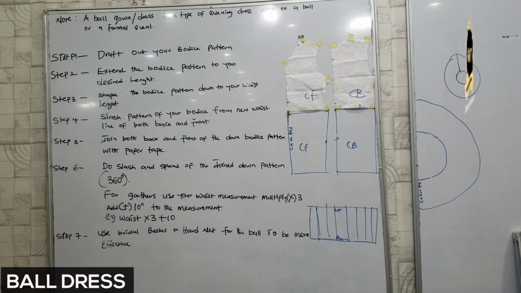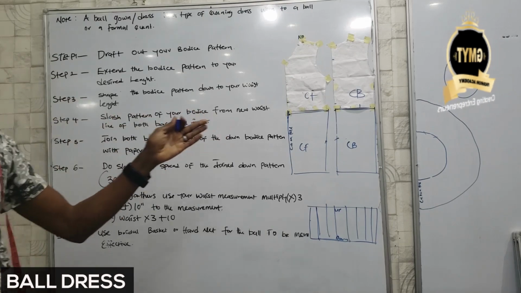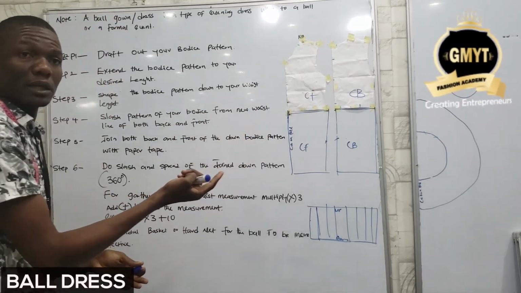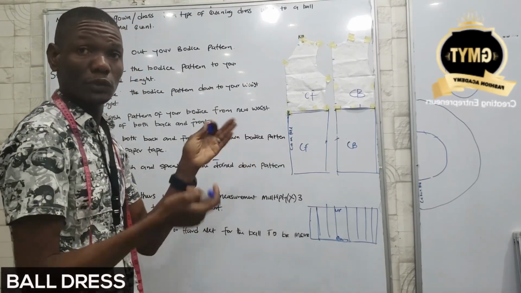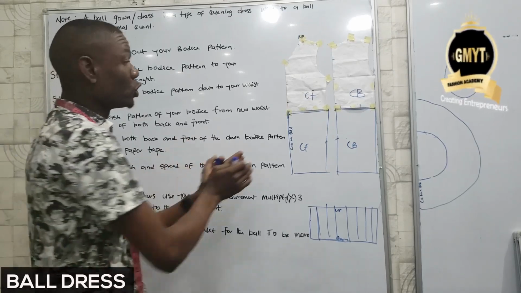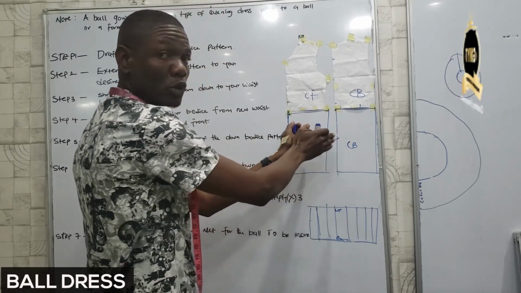Now the next step, the third, says if you are making gathers for the down part, do the measurement of your waist times 3 plus 10. If you are not using flare for the down part, you are using gathers. You can use flare, you can use gathers for the down part. Now if you are using gathers for the down part, you don't need to do slash and spread of your paper.